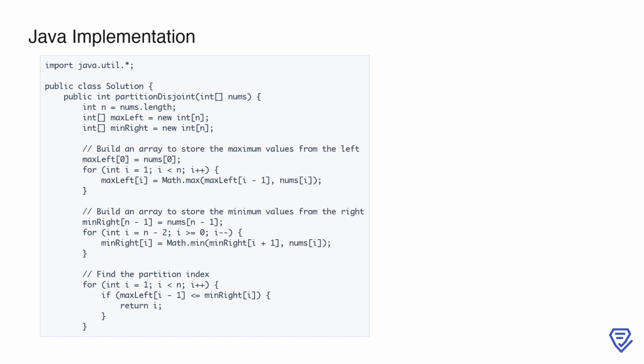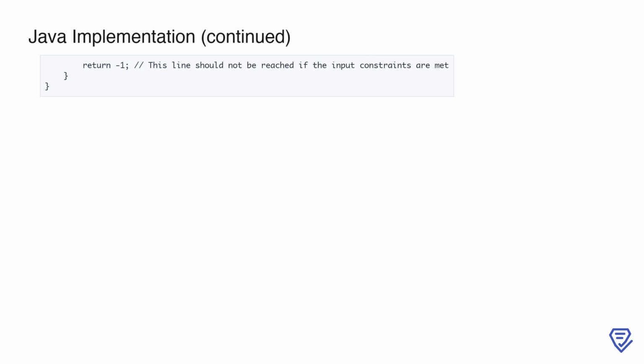Finally, we look for the partition index by iterating through the array, checking where the maximum value in max_left for the left side is less than or equal to the minimum value in min_right for the right side. The first such index is our partition point. If we find a valid partition index during the loop, we return it immediately. However, if the loop completes without finding such an index, we return -1 as a fallback, though this case should not occur if the input constraints are adhered to.